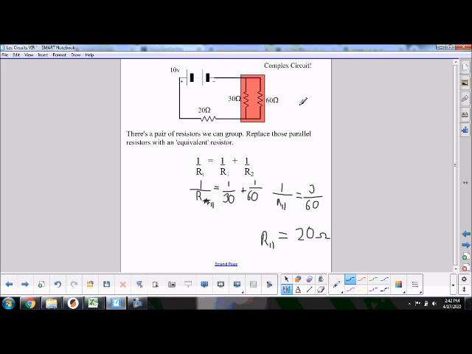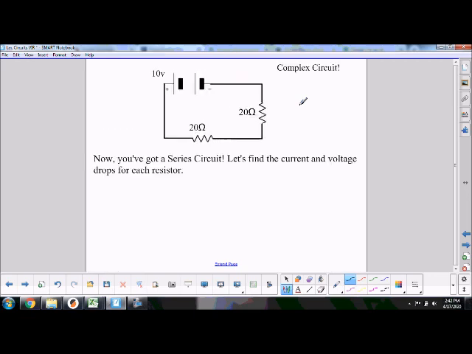So I'd want you to actually draw another copy of the circuit. Boom. This is the equivalent circuit. Notice I've replaced the 30 and the 60 section over here with a 20. This is our illusionary, fictitious, imaginary, not really there, but we're going to pretend it is there resistor.